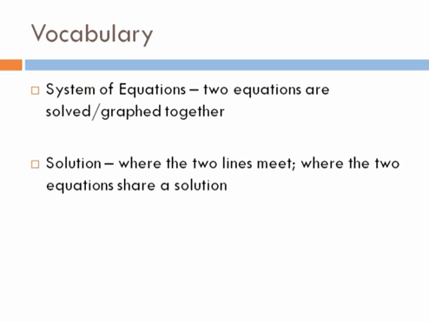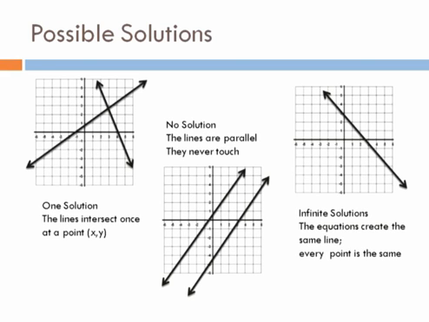First of all, a system of equations is two equations, and we will look and see how they are graphed together. So we'll look at basically two different lines. And the solution is where these two lines meet. So it's where the two equations share a common solution. There are three different possible types of solutions that we may see.